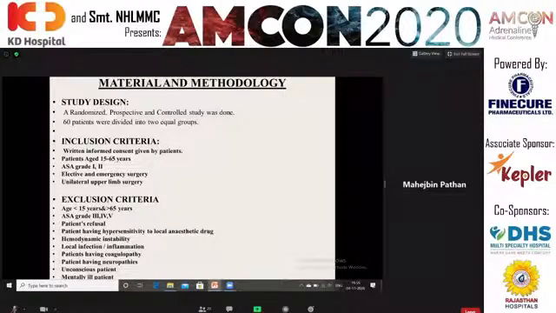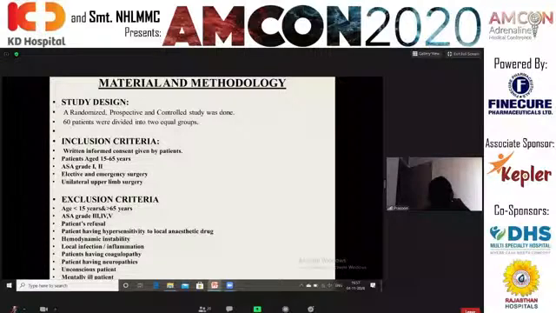A randomized prospective controlled study was done. 60 patients were divided into 2 equal groups. Inclusion criteria were written informed consent given by patients, patients aged 15 to 65 years, ASA grade 1 and 2, elective and emergency unilateral upper limb surgeries. Exclusion criteria: age less than 15 years or more than 65 years, ASA grade 3, 4, 5, patient refusal, patient having hypersensitivity to local anesthetic drugs, hemodynamic instability, local infection.